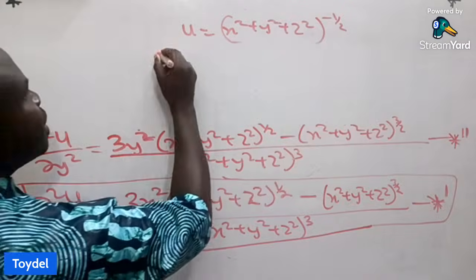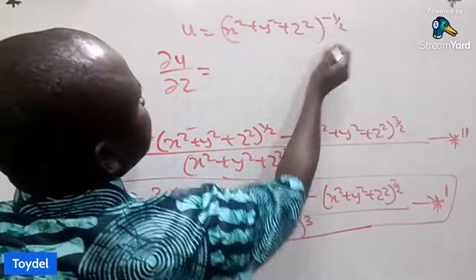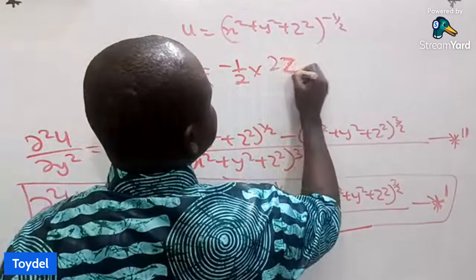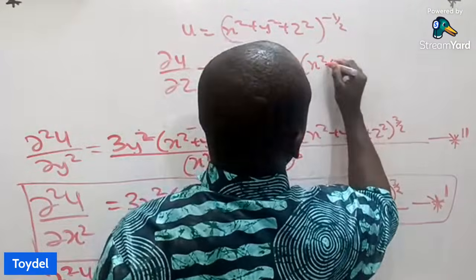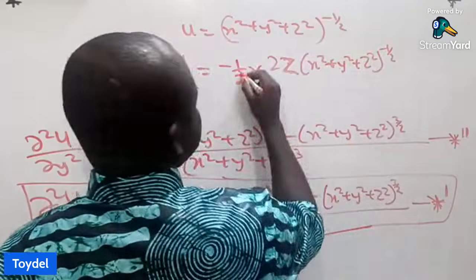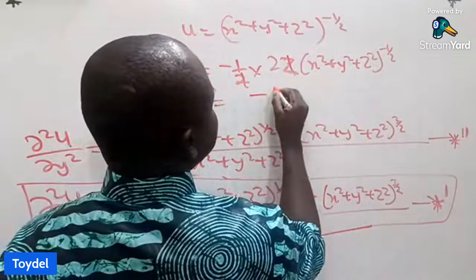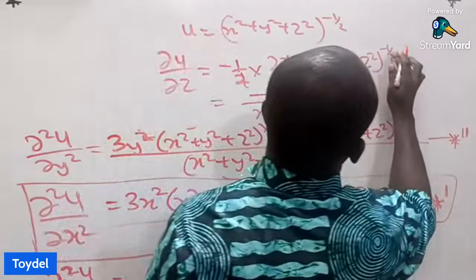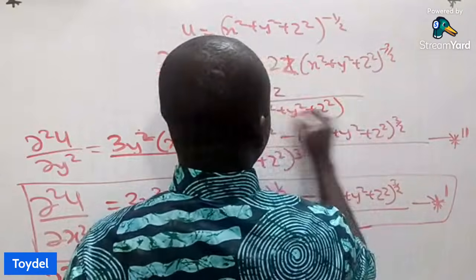So what is ∂u/∂z? In this case now, we consider z. So minus half will come down, multiplied by 2z, into bracket x squared plus y squared plus z squared, everything raised to half. This will cancel this. Then at the end of the day, ∂u/∂z will be minus z all over x squared plus y squared plus z squared, raised to 3 over 2.